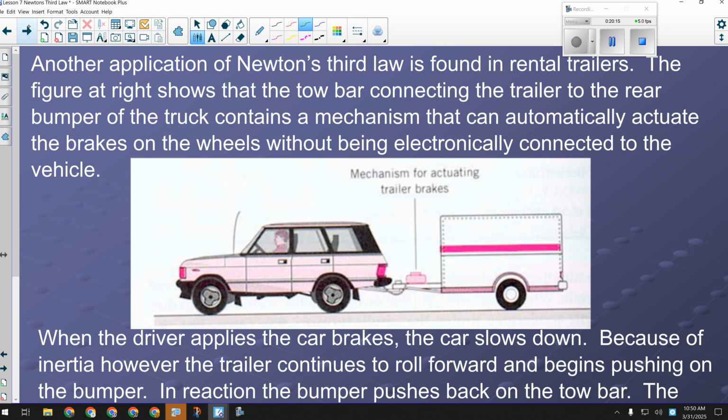And that spring-loaded brake mechanism pushes against the ball, and the ball pushes back, actuating the brakes on the trailer. So it actually uses Newton's third law to apply the brakes without using any electrical hookup. So a car like a Honda Civic, something really small that doesn't have a brake connector, can still somewhat apply the brakes on the trailer.